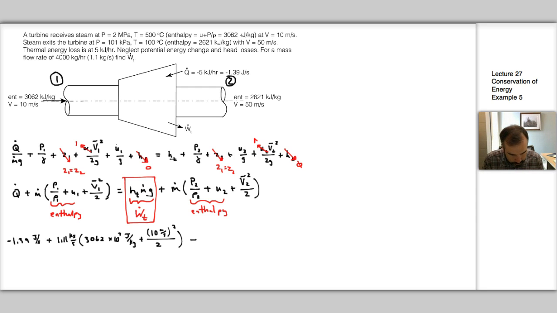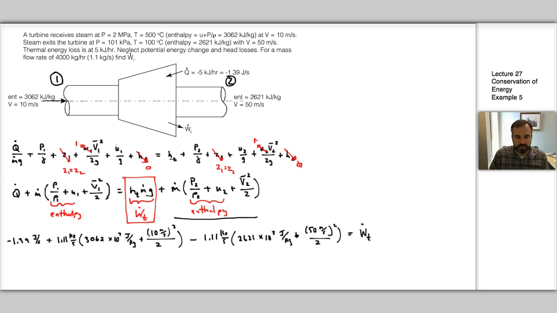minus, sorry, 1.11 kilograms per second. I've just moved the part of the term here to the other side of the equation, times 2621 times 10 to the third joules per kilogram plus 50 meters per second squared over 2, and that is all equal to WT dot, right? So what I did is I just moved this part of the equation to the left-hand side, so I'm left with WT dot on the right-hand side.